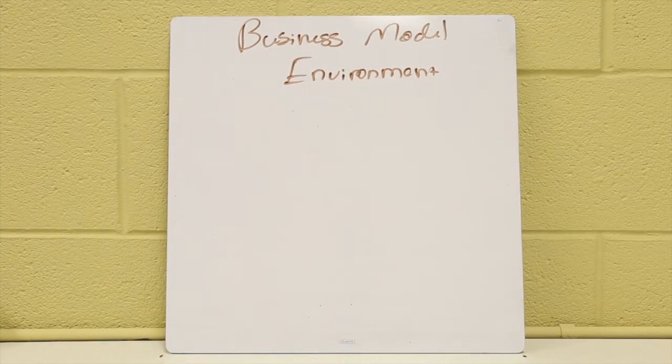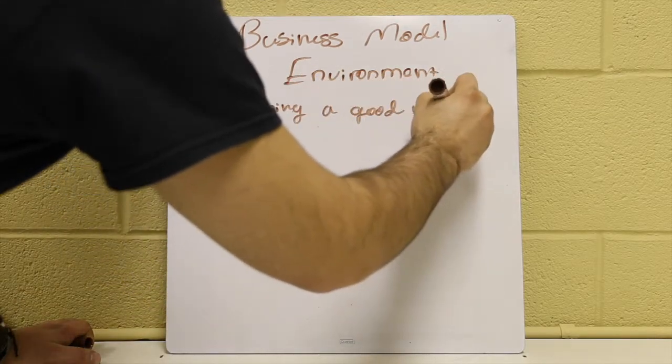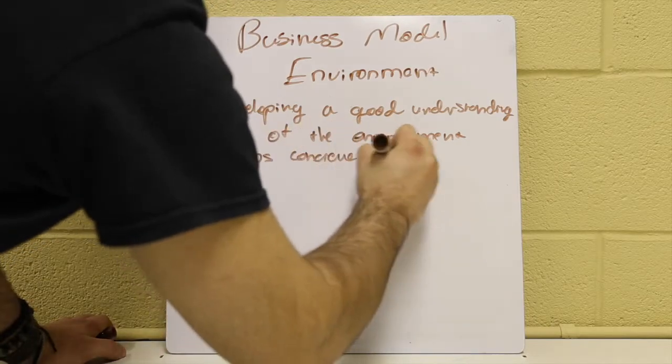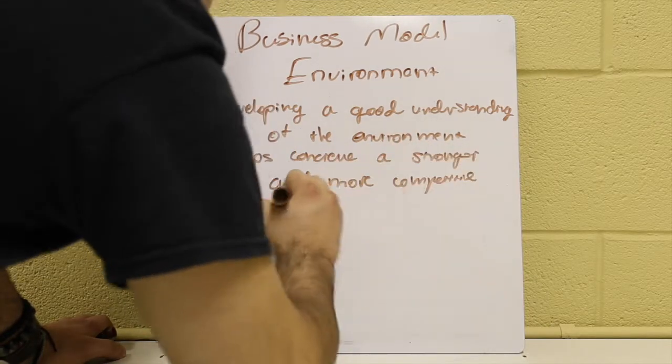Moving on to the strategy chapter in the Business Model Generation book, the first concept that we come across is the business model environment. The definition we get from the book is developing a good understanding of your organization's environment helps you conceive stronger, more competitive business models.